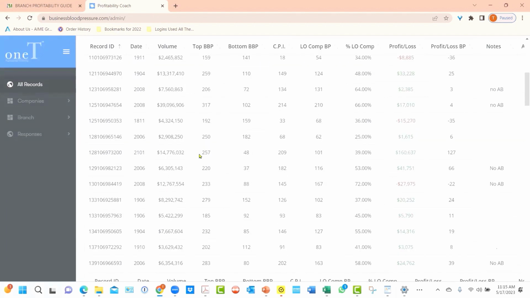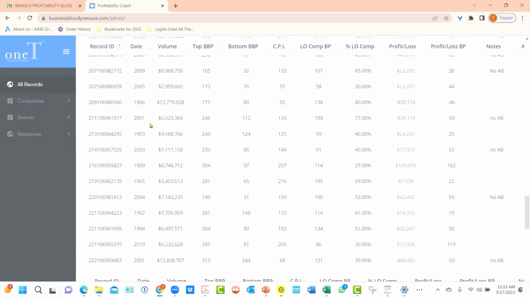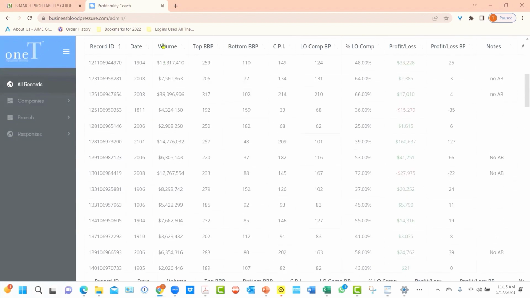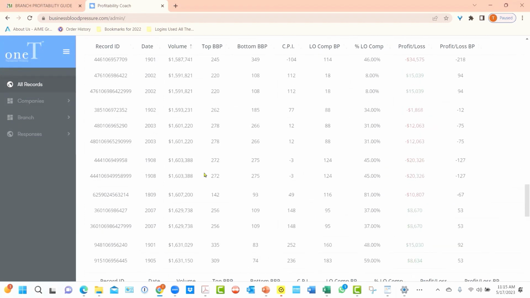You'll notice here that all the records in the system are 1,491. 1,414 is what's in here now. So you can look at this. You can sort this any way you want to. If you want to find a like-size branch, here's branches doing 1 million, here's branches doing this. This is 100 at a time.